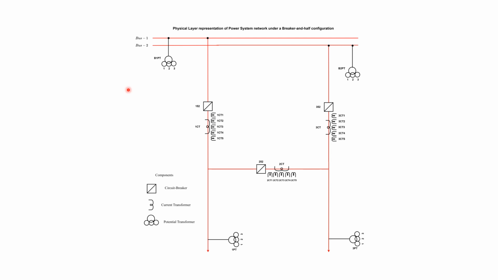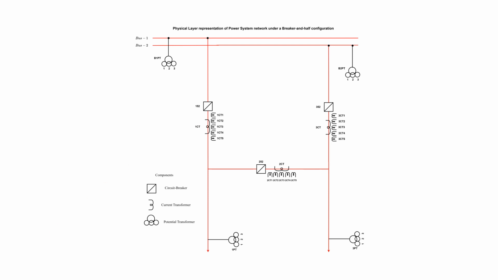As a part of this exercise, the first thing is, this is a typical physical layer network that I have considered with a few key components that are present in a real substation, which consist of circuit breaker, the current transformer, potential transformer. So this is a representation for one of the schemes in the real substation.